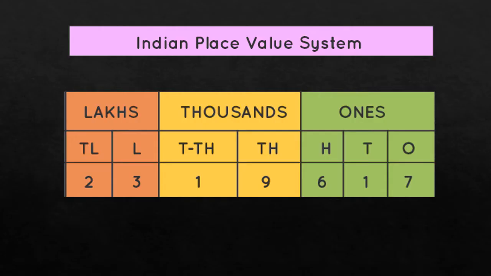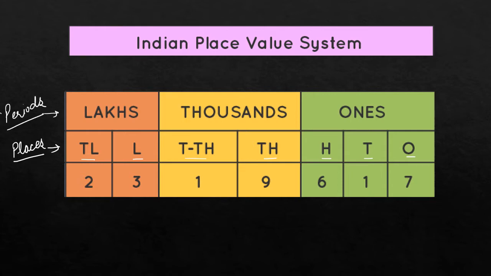According to the Indian place value system, we have various places like ones, tens, hundreds, thousand, 10,000, lakh, 10 lakh, and so on. These places help us in reading and writing the numbers. These places are further divided into periods.